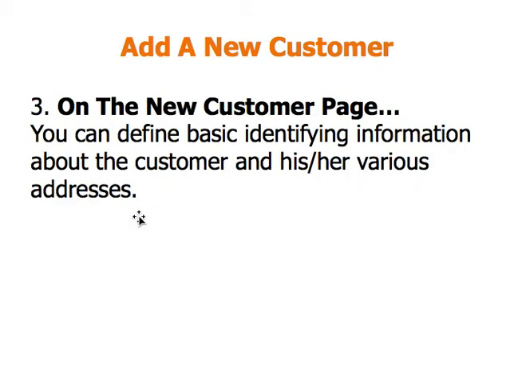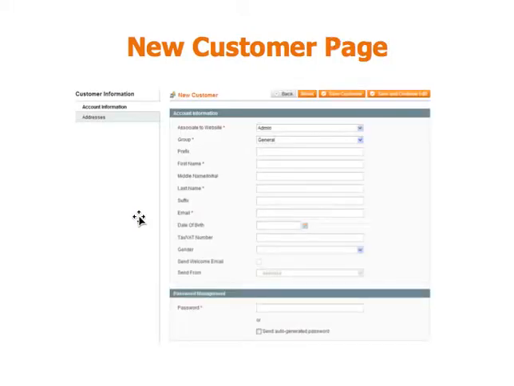The third step, on the new customer page, you can define basic identifying information about the customer and his or her various addresses. So that's going to be handy. That's that page there. The new customer page, like I said, go ahead and fill in any information you know about them. The fields on this page are really self-explanatory. So just go ahead, specify the customer's information, and then click the Save Customer button right up there, that pretty orange thing. So there you go. You've just added a new customer manually.